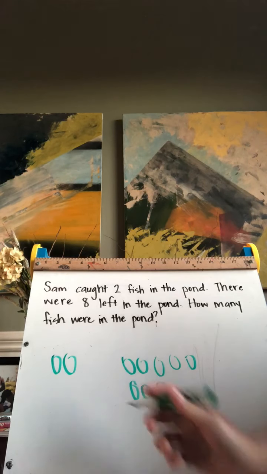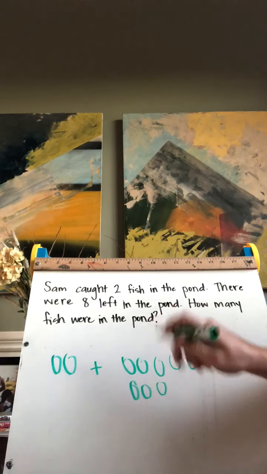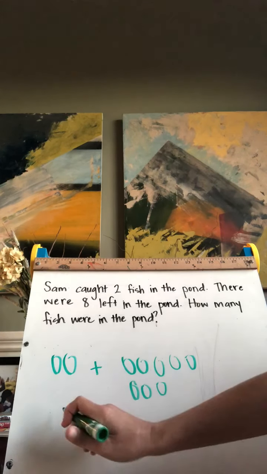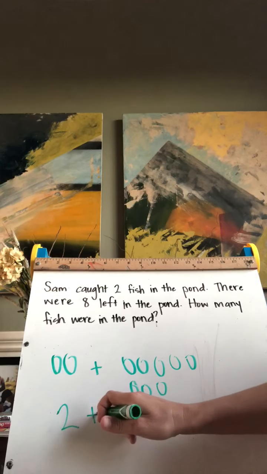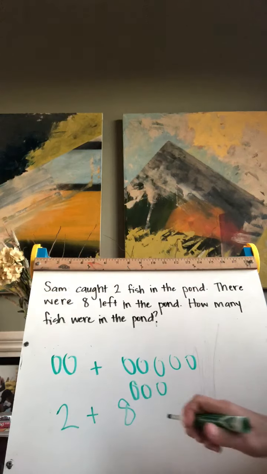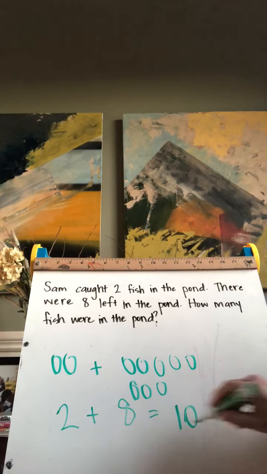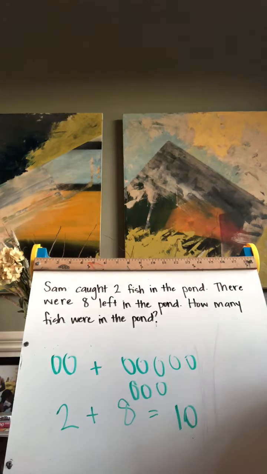Well, if I take the 2 fish that Sam caught and put them back in the pond where they came from with the other 8 fish, I can see how many fish were in the pond, which also makes it easier for me to write my number sentence. 2 fish that Sam caught plus 8 fish in the pond equals 10 fish that were there to begin with. So the answer to my question is, how many fish were in the pond?